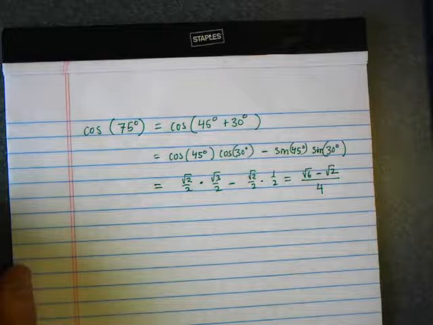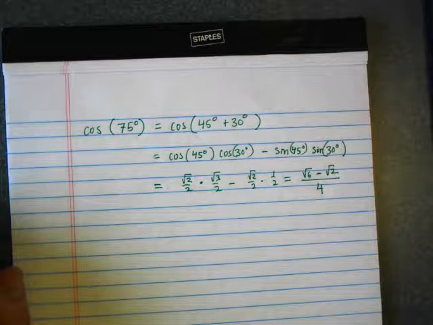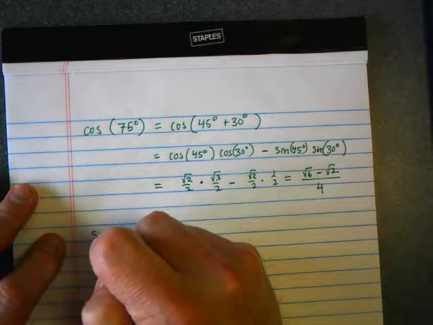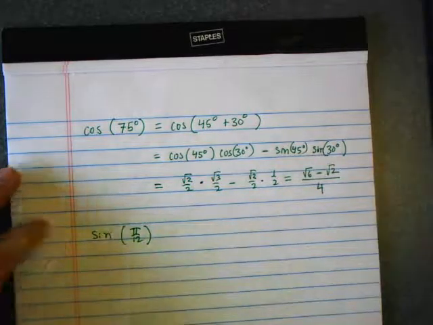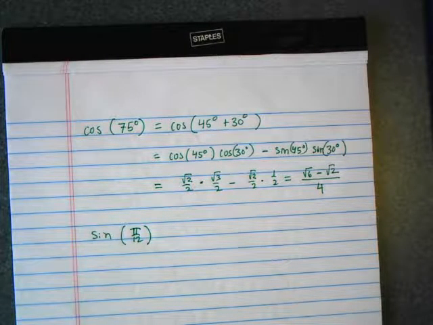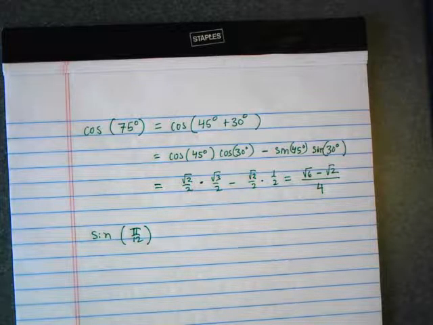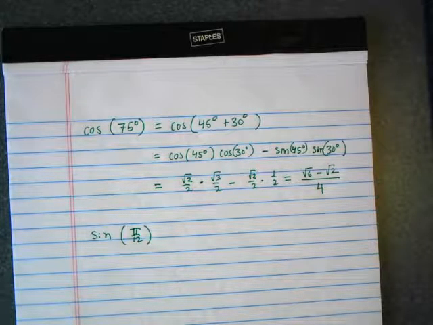You know radians better? Excellent. Did you know radians better? What's the sine of pi over 12? That's not one of the ones that we've learned. That's right. So what we need to do is write pi over 12 using the angles that we know.